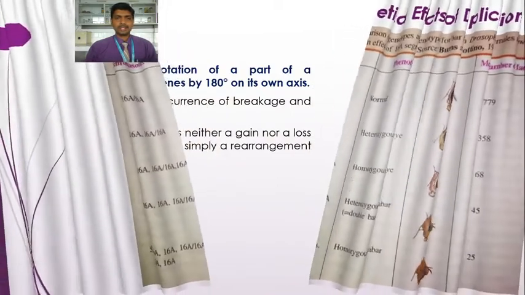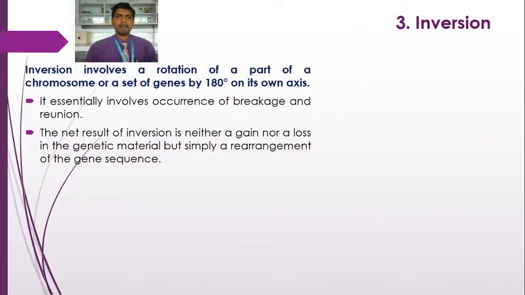So inversion is the rotation of a part of a chromosome or a set of genes by 180 degree on its own axis. Inversion does not involve loss or gain of any genetic material or genes, but simply the rearrangement of the gene sequence. Inversion is one of the structural aberrations, or a change or abnormality, that is detected during the cell division.